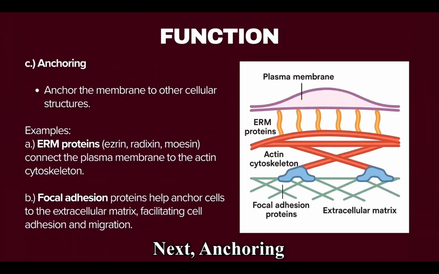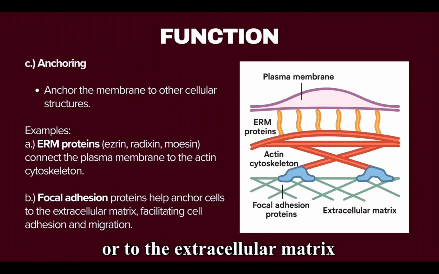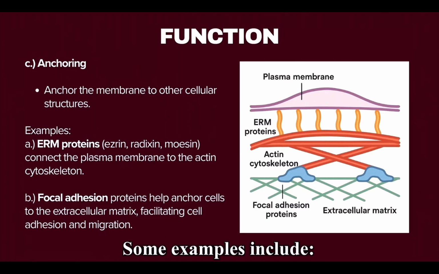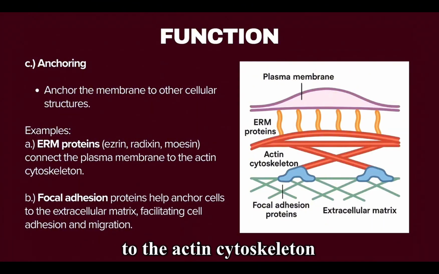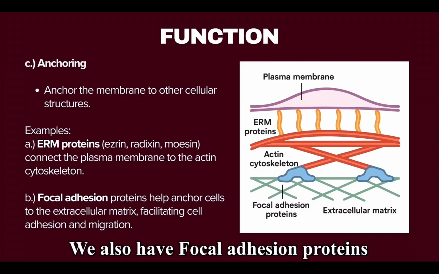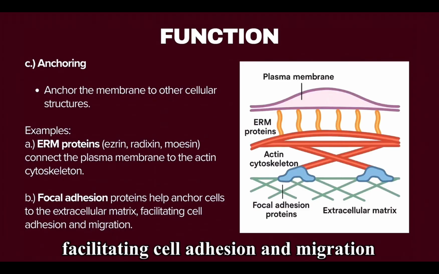Next, anchoring. Peripheral proteins anchor the membrane to other cellular structures or to the extracellular matrix. Some examples include ERM proteins, which connect the plasma membrane to the actin cytoskeleton. We also have focal adhesion proteins, which help anchor cells to the matrix, facilitating cell adhesion and migration.